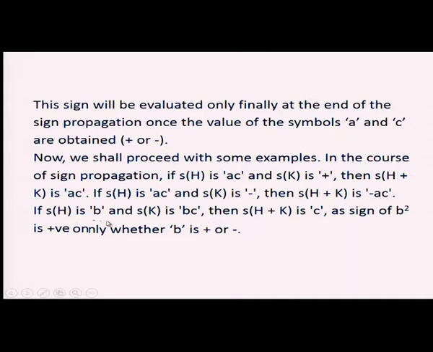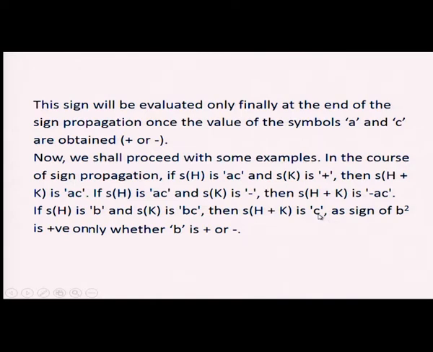Sign of H is B, sign of K is BC. So, when you add H and K reflections, you get the H plus K reflection. The sign of H plus K reflection will be the product of the sign of H and the sign of K, which is B multiplied by BC, or B square C. Now, what can be the sign of B? Either plus or minus. Whether B is plus or minus, B square is always plus. Therefore, the sign of H plus K is simply C.